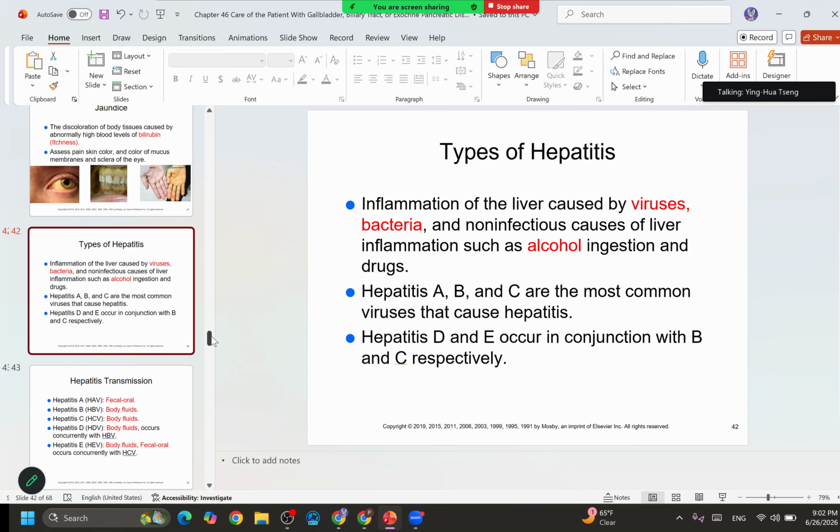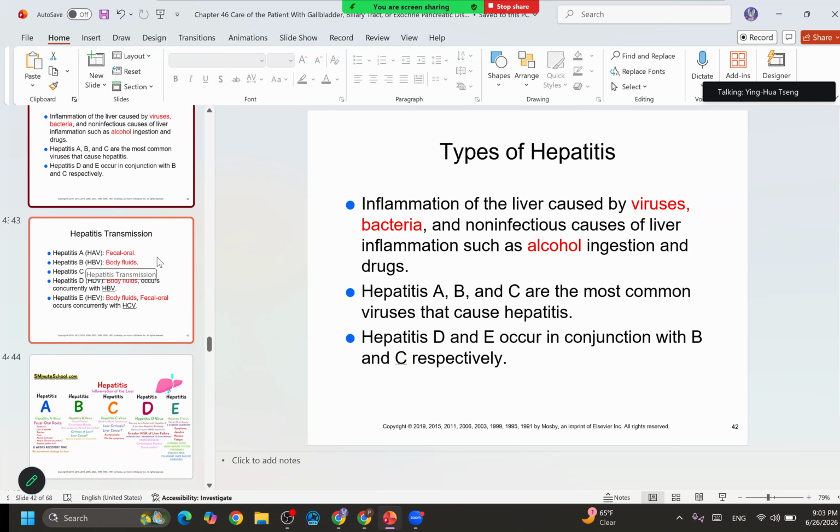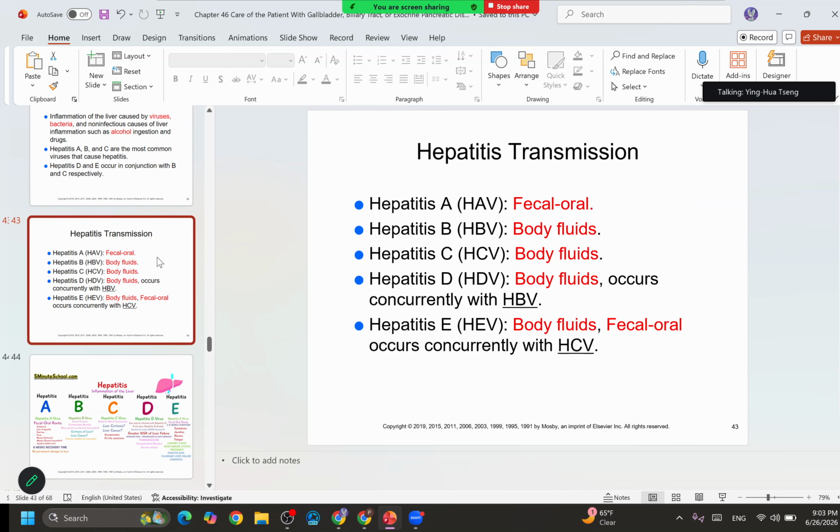All right. It could be caused by a virus or bacterial infection. Hepatitis could also be caused by alcohol. Drinking too much alcohol causes the liver to have some inflammation. But for hepatitis, we have A, B, C, D, E. We are going to talk about how each happens and the reason why it happens. Be careful. This is an NCLEX question.